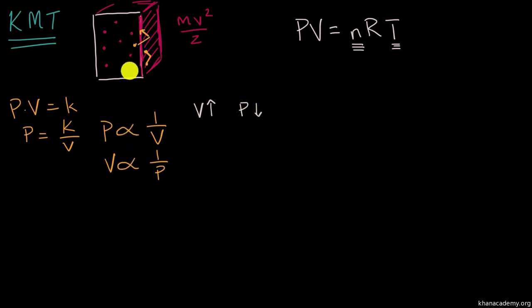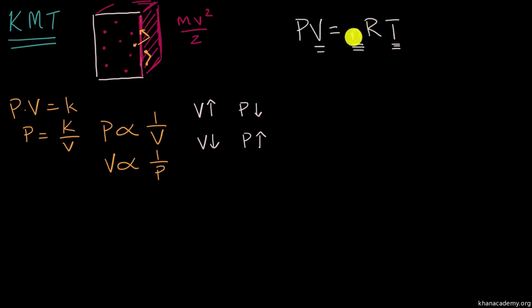And you could think about it the other way. If you make this smaller, that same number of particles with the same average kinetic energy, they're just going to bump into the container that much more often, and that's going to increase the pressure. So volume goes down, pressure goes up. And this relationship, that pressure is inversely proportional to volume, or vice versa, if you hold everything else constant, that's often known as Boyle's law. Now, another relationship, what if we were to hold volume and the number of moles constant, and we want to think about the relationship between pressure and temperature?